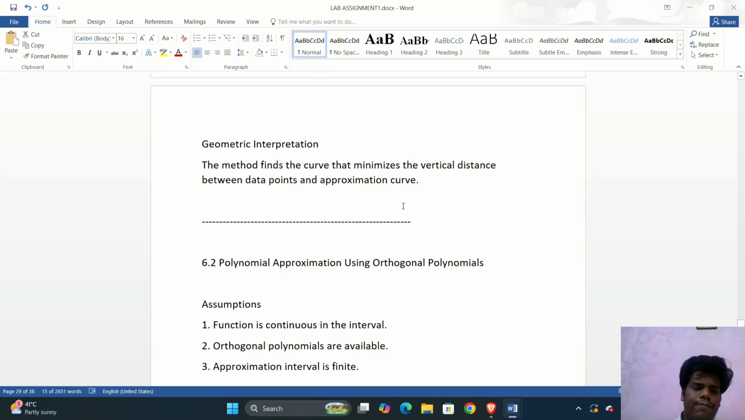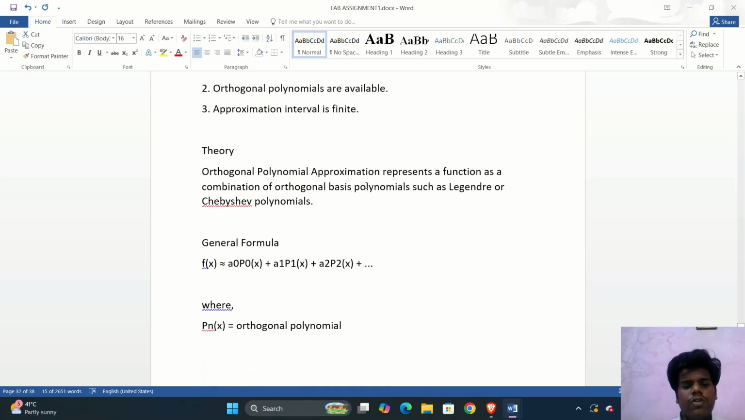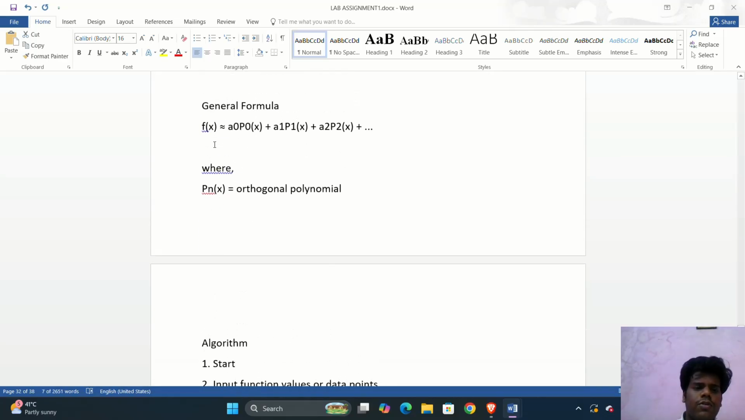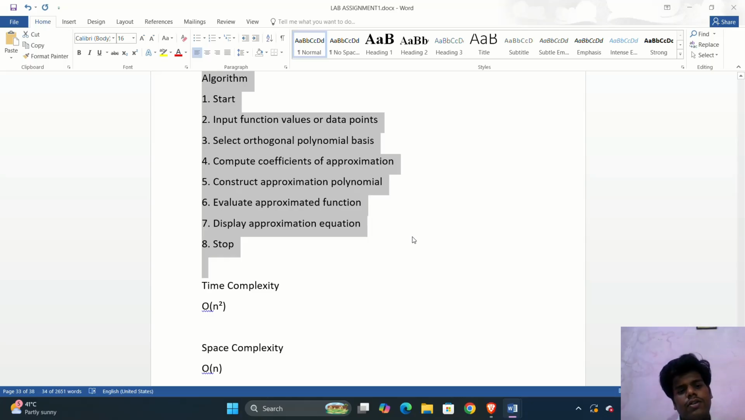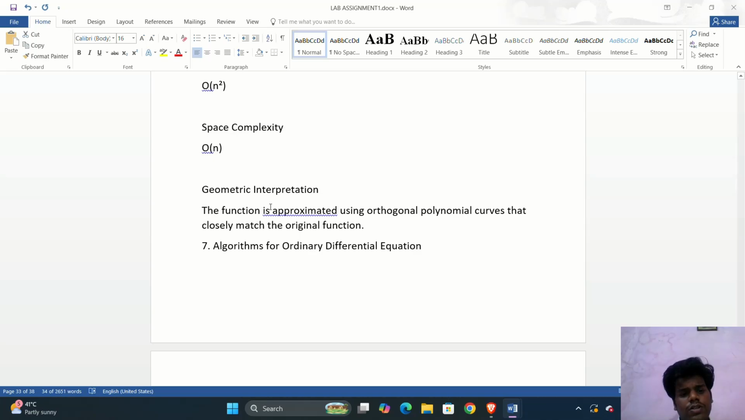Now we have 6.2 approximation using orthogonal polynomials. That was the assumption; we take it first, you can check it. Now we have the general formula for that approximation. Now we make the algorithm: input the function values of data and select orthogonal polynomials, display the approximation. Time complexity O(n square) and space complexity.